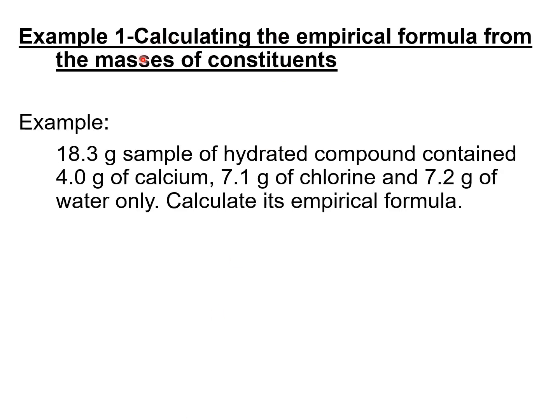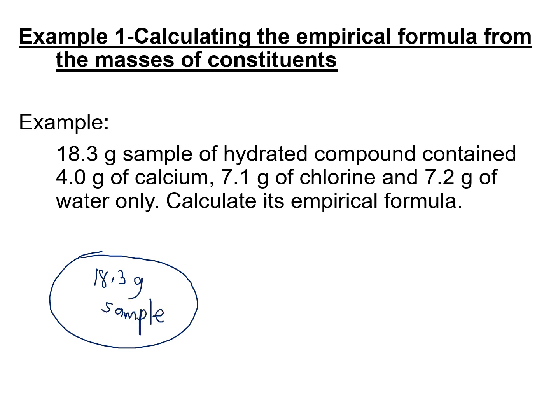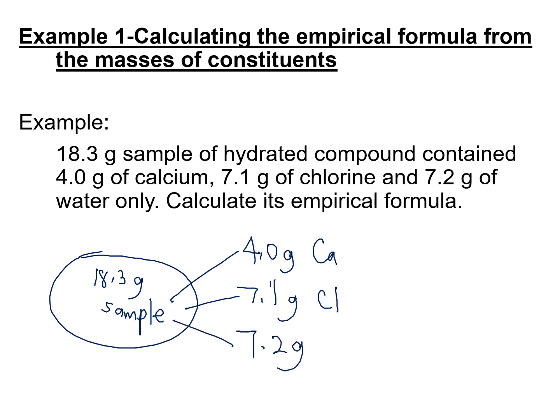So for example 1, macam mana nak calculate empirical formula from the masses of constituents? Okay, if let's say dalam soalan ni dia cakap you have 18.3 gram of sample. Dalam sample of hydrated compound tu ada 4 gram of calcium, 7.1 gram of chlorine and also 7.2 gram of water. Okay, soalan mau kamu cari dia punya empirical formula. So, how to find the empirical formula?